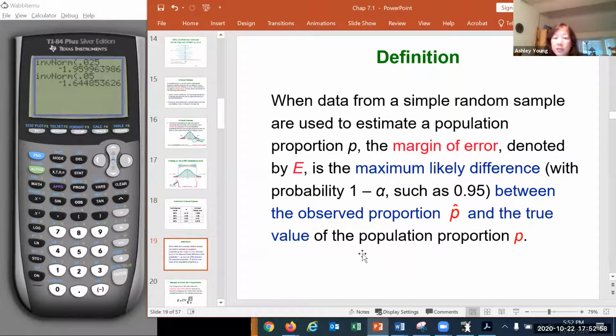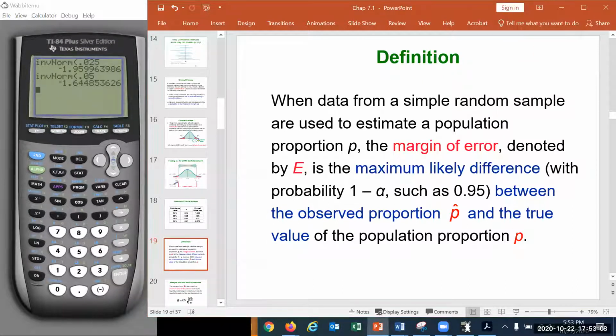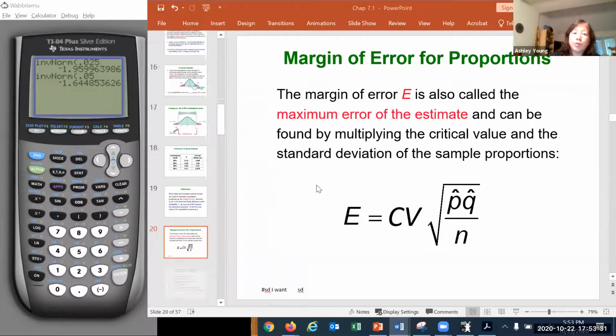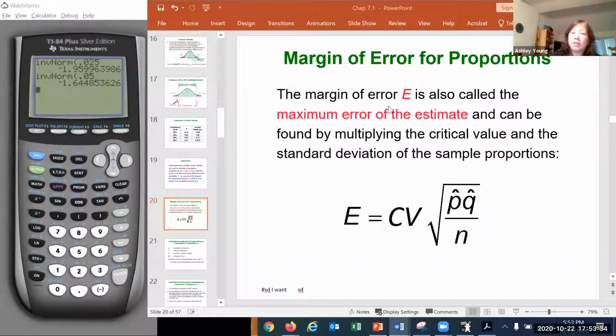Terrific. So this is your next, actually it's not, this is not on your notes, but go ahead and read it. Go ahead and read this one. Definition: when data from a simple random sample are used to estimate a population proportion, p, the margin of error, denoted by E, is the maximum likely difference with probability 1 minus alpha, such as 0.95, between the observed proportion, p hat, and the true value of the population proportion, p. Perfect. So what we call that difference between those two is the margin of error.